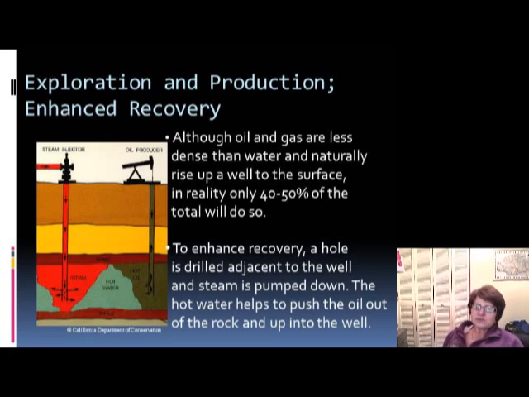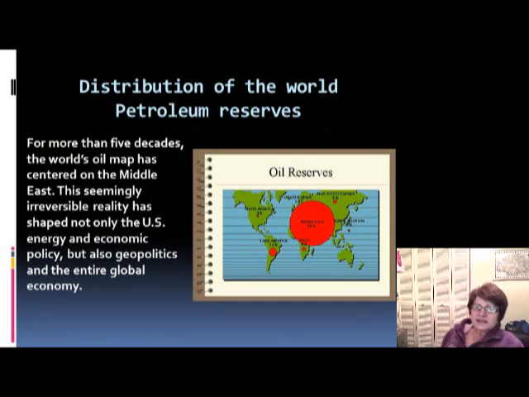One of the possibilities is that they put in a water well and push down hot water, and the hot water warms up the whole area. Remember, the higher the temperature, the lower the density. So by heating up the area, the density of the oil goes down because it's warmer, so it's easier for it to come up, and you can get more than 50 to 60% out from the soil. Okay, so I hope you understand a little bit of the formation, the discovery, and the getting out of the oil from the ground.